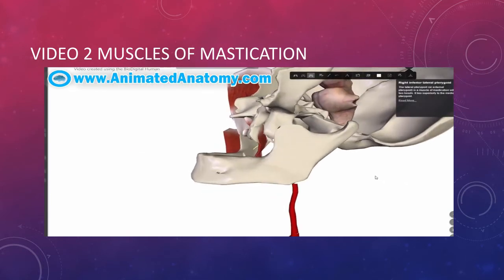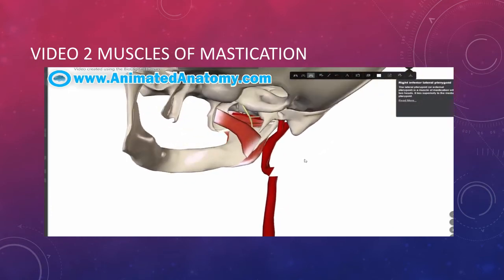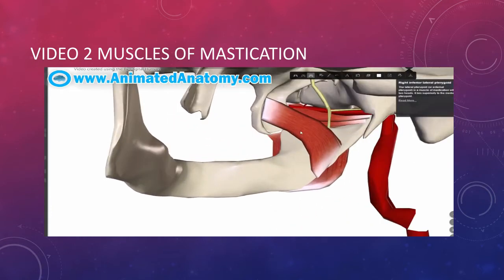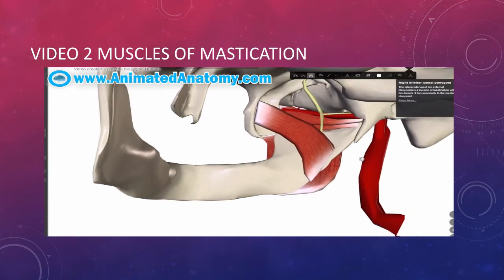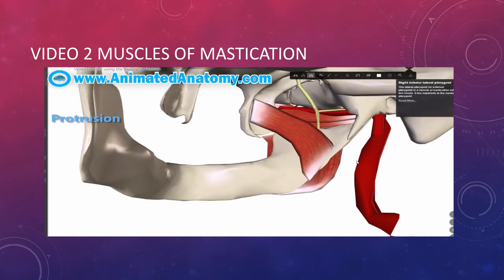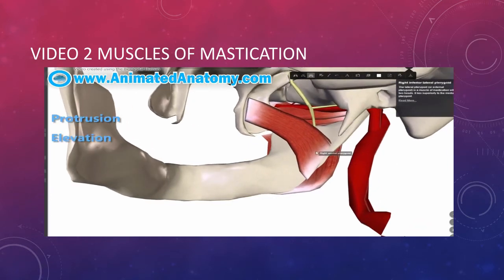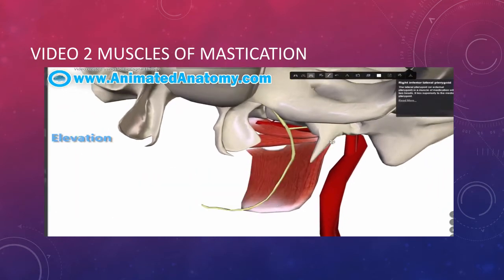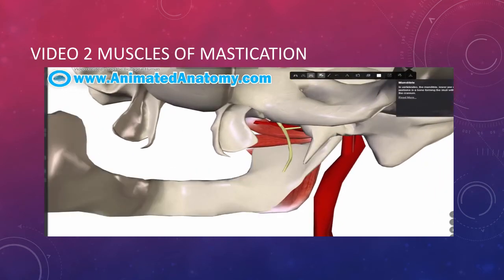The next muscle that gets its blood from the maxillary artery is this muscle over here, and that is also a muscle of mastication, the medial pterygoid. It is innervated by the mandibular nerve, and the muscle has a minor contribution to the protrusion of the mandible, and it also elevates the mandible. If you remove this muscle, we can see the fourth muscle of mastication, and that is this muscle here with two heads, the lateral pterygoid muscle.